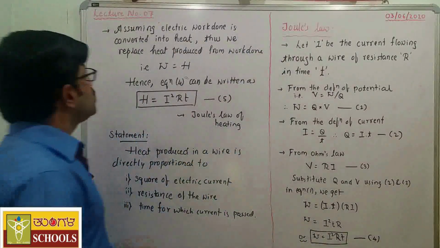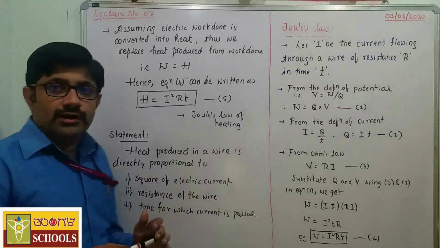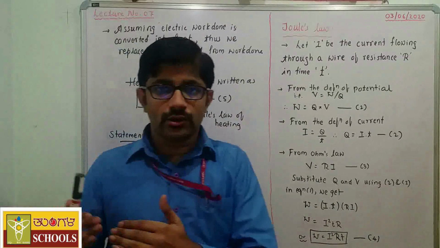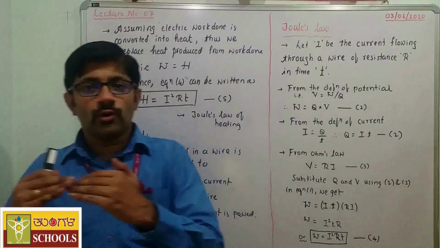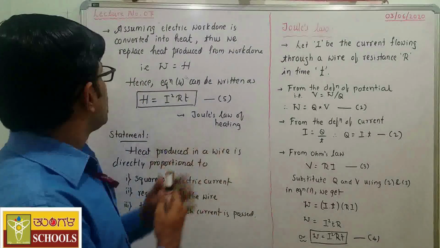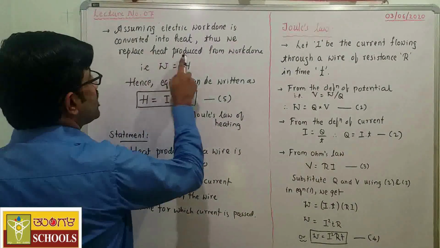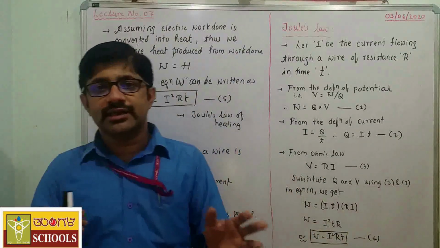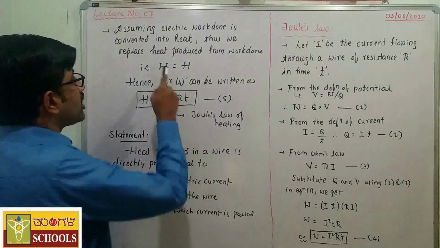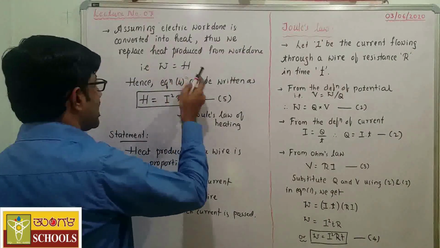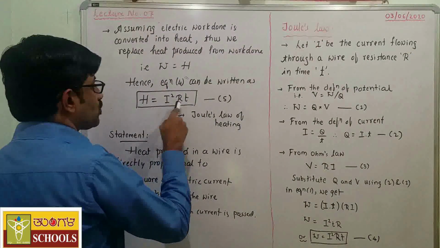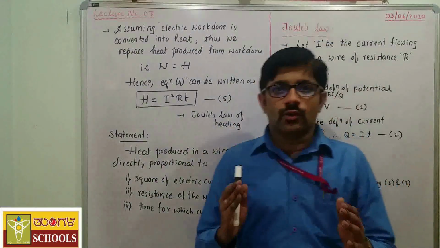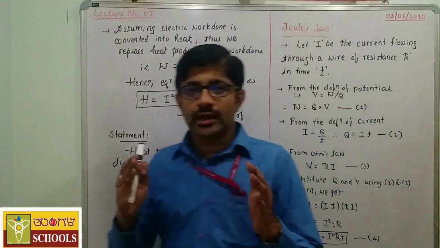Assuming electric work done is converted into heat. The work done gives rise to energy, which is transformed from one form to another. Therefore we replace work done with heat produced. W is equal to H, and hence H is equal to I square R t. So H, the heat produced, is equal to I square R t.